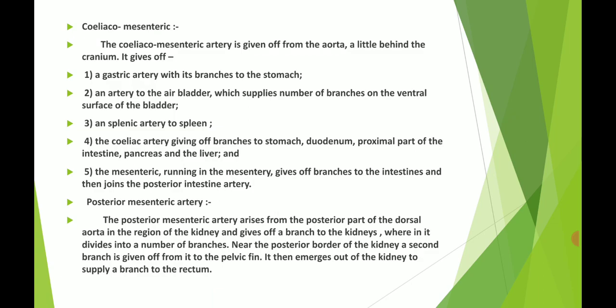A second branch is given off to the pelvic fin. It then emerges out of the kidney to supply a branch to the rectum. These are the various functions of the mesenteric arteries, which supply various body parts of the fish. They carry blood from the heart to the other body organs.